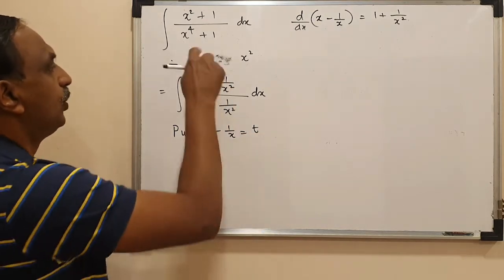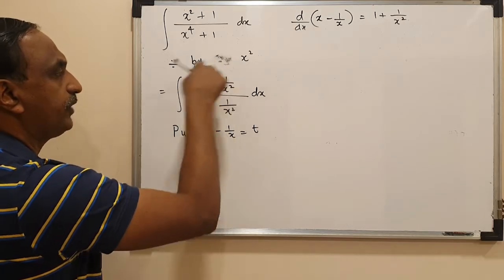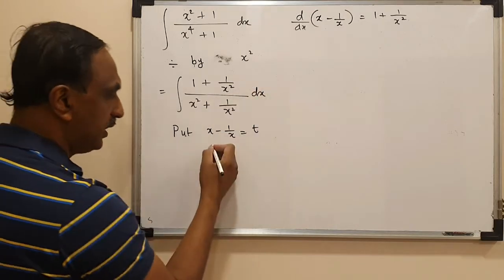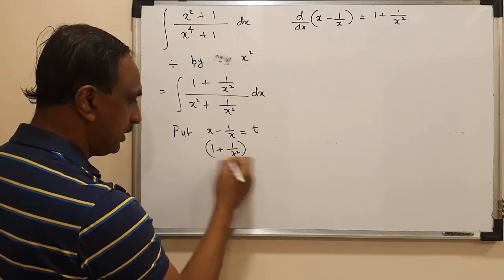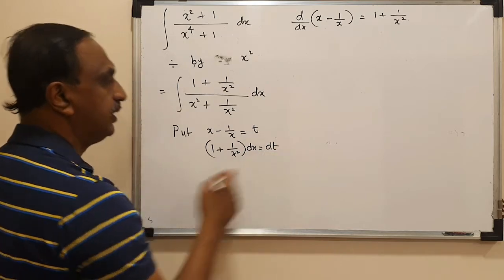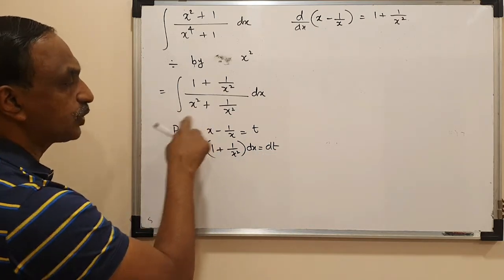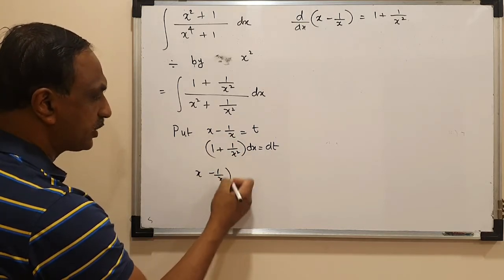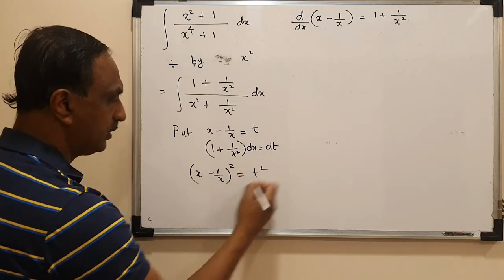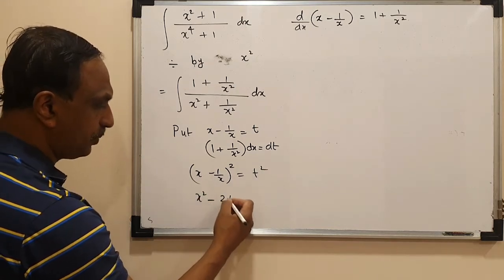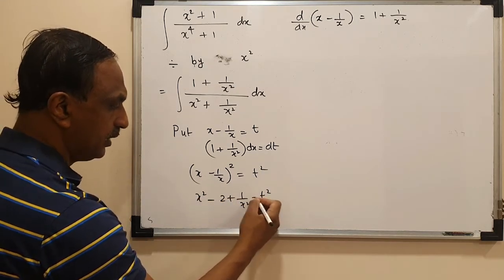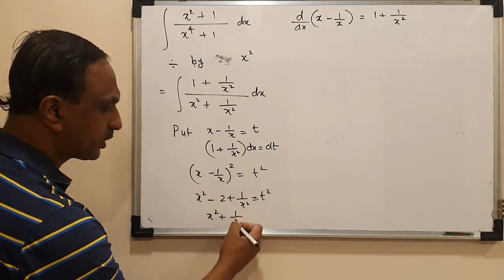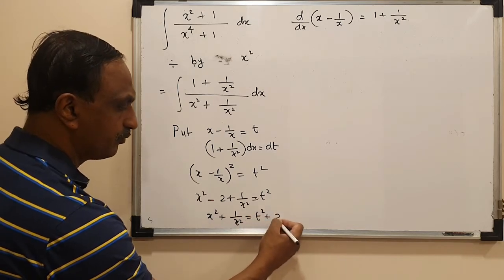So I am putting whosoever's integral is the numerator, I should say the integral of the numerator is put as t, so that dx becomes dt. Now the only thing is I need to express the denominator also in terms of t. So like last time, I'll square it. x minus 1 by x the whole square is t square. So x square minus 2 plus 1 by x square equals t square. The 2ab term becomes only 2. So in place of x square plus 1 by x square, I can write t square plus 2.